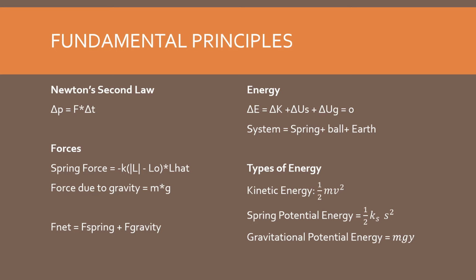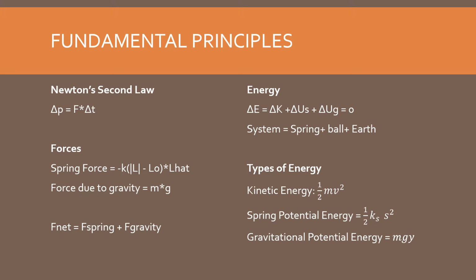The force due to gravity, which we can also call weight, is equal to the mass times gravity, which is 9.8 meters per second squared. And the total force, which we know as net force, is equal to the sum of the spring force and the force of gravity. Another thing we have to take into account is energy, which is equal to the work done by the surroundings plus the heat transfer between the system and the surroundings.